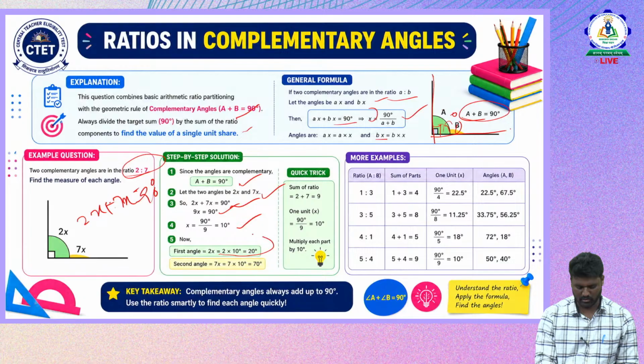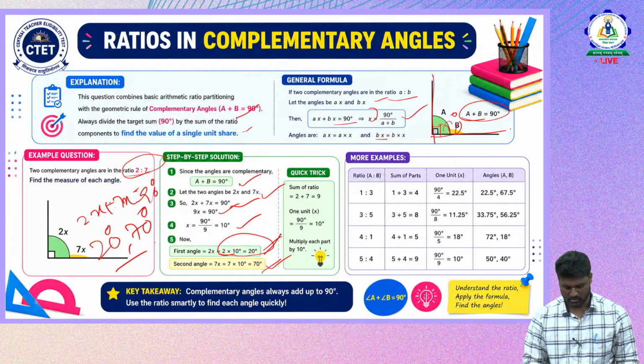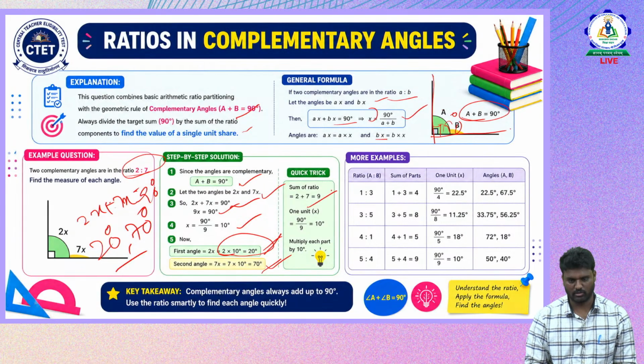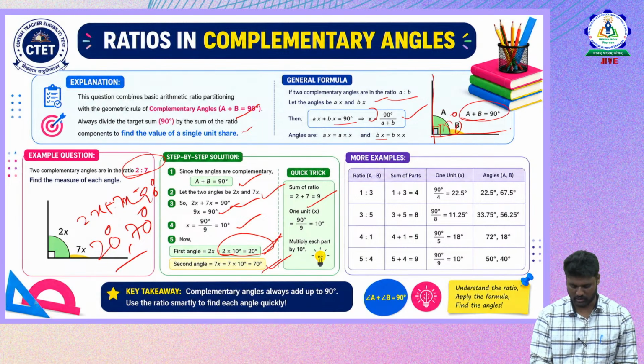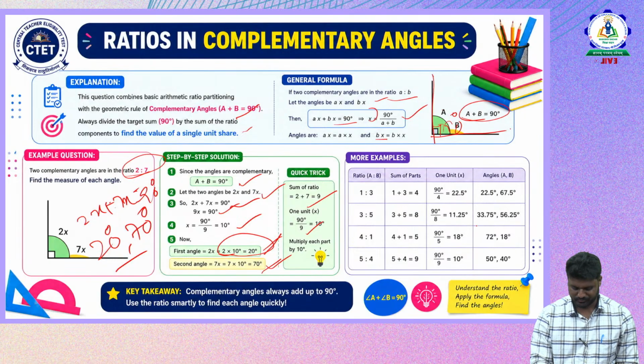If we substitute the x value into the given angles 2x and 7x, the first angle will be 20 degrees and the second angle will be 70 degrees. So what is the value of each angle? One angle is 20 degrees, another is 70 degrees. When you are given ratios, remember to find the sum of the ratio, and then divide the total of the complementary angles by the sum of the ratio, and we'll get each part. These are some of the examples.